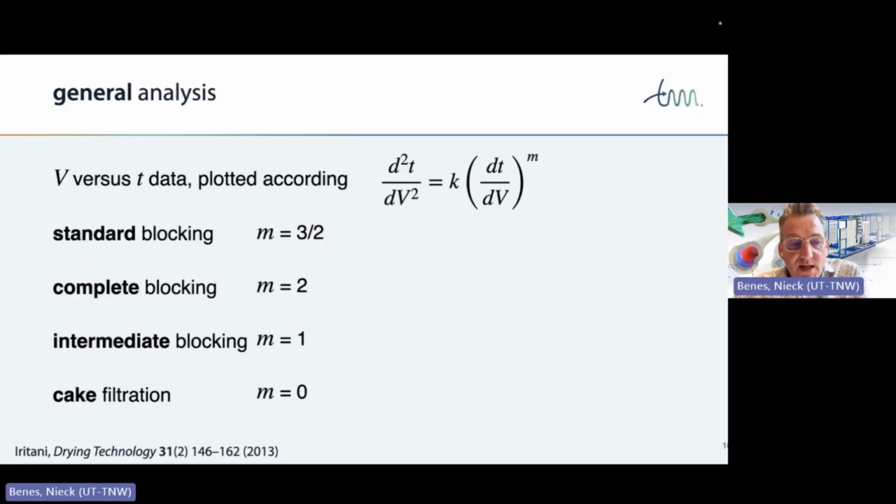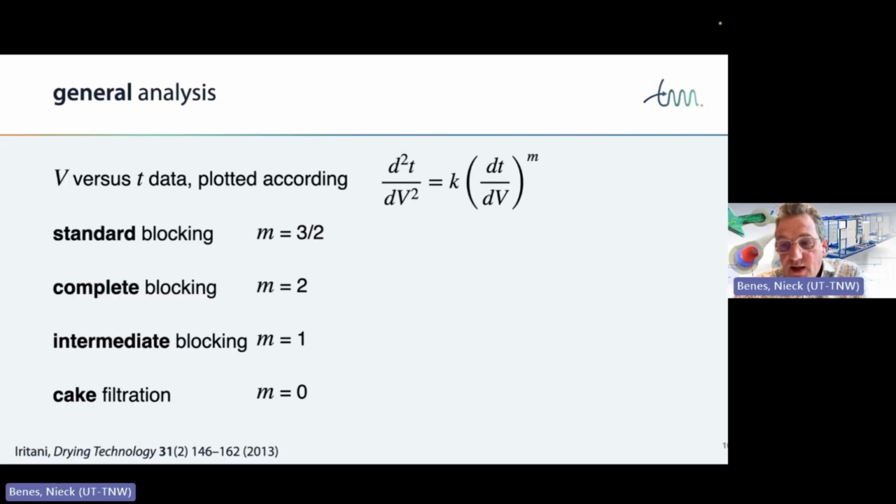And if you work it out, and this has been done in this paper, so you can have a look at this if you're more interested, then what you can do is actually use the expression that you see on the top here. So it's a second order derivative of the time with respect to volume. It looks a bit odd, but this is what you can draw as a function of the first derivative of time with respect to volume.